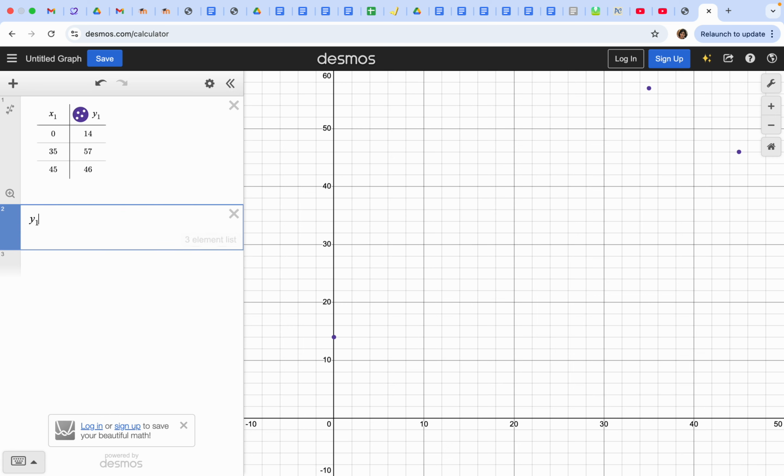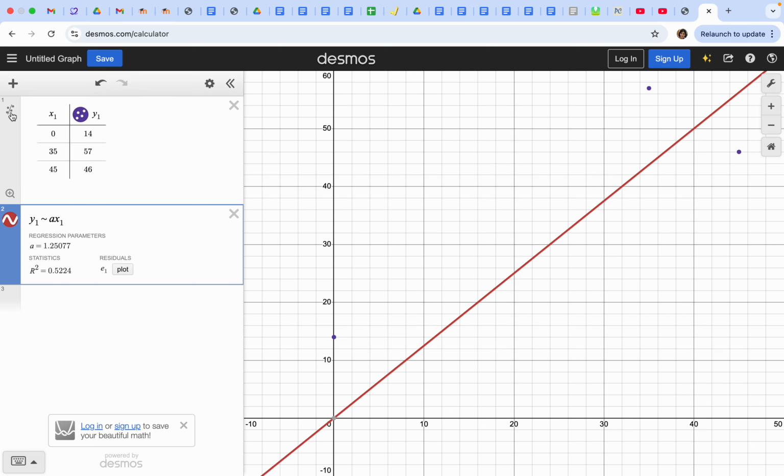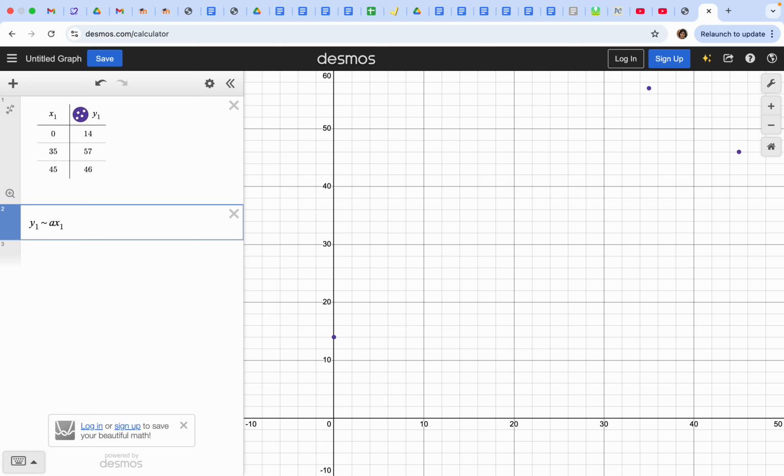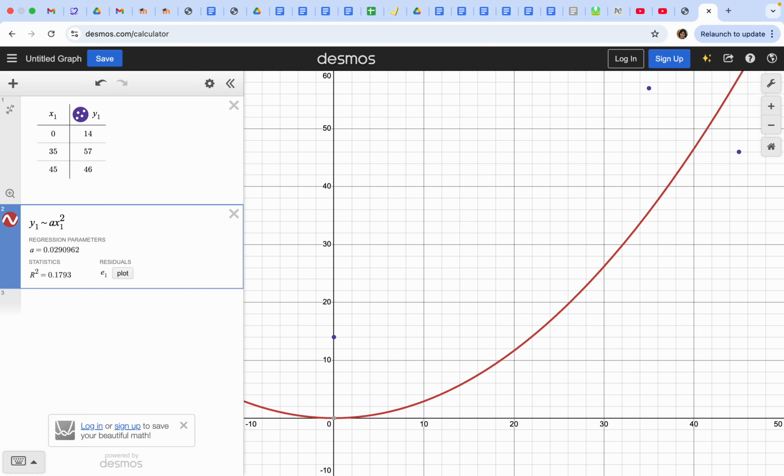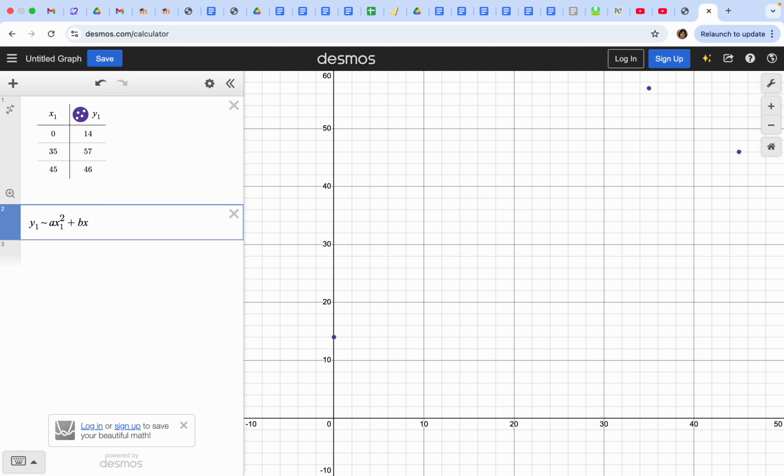We put y sub 1, because we're telling the computer that we want to use these y values. If you look up by your 1 key, there's this little squiggly, and that is Desmos's way of saying let's run a regression. And what do we want it to do? We want a x1, because we want the values coming from here, and we want to square that. And then plus b x sub 1, and then plus c.